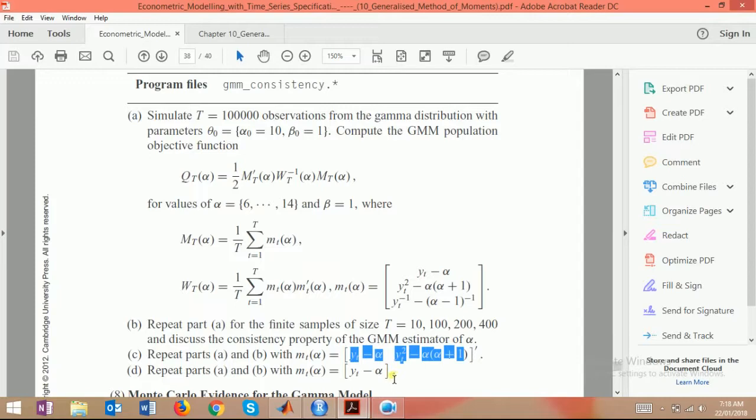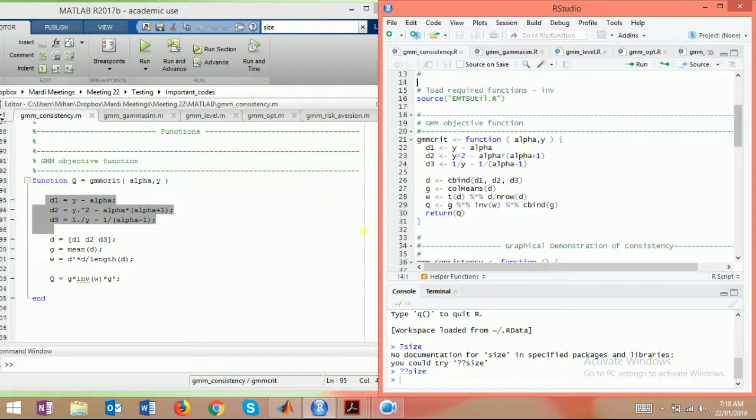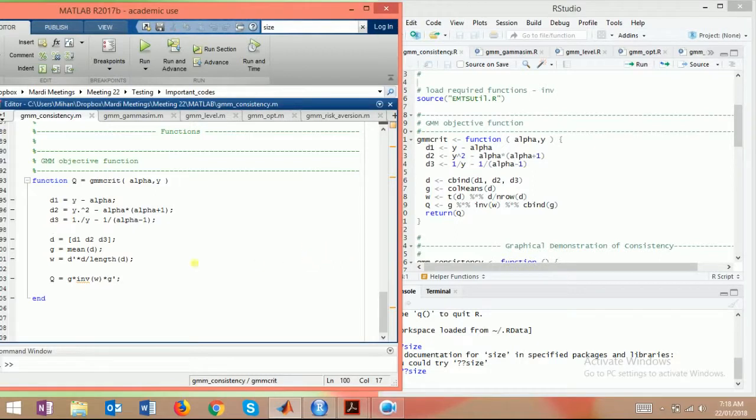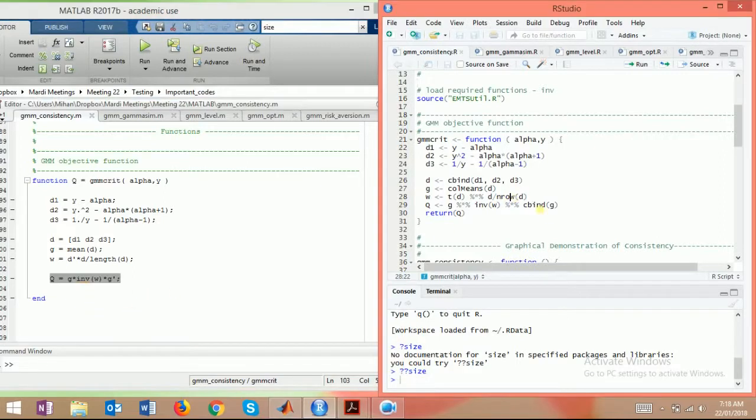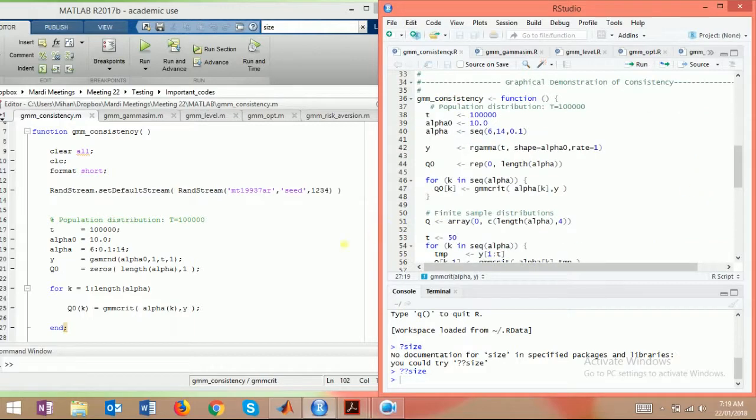Okay, and then we go back, right? We remove one more population moment and we try just one population moment. So the function is alpha over y, y minus alpha, y squared minus alpha times alpha plus 1, 1 by y. So d1, d2, d3, very simple, right? Coming from those 3 uncentered moments. Then we take the mean with omega, and Q is simply g inverse of omega times g transpose. G inverse of omega combined g, instead of g transpose we took combined g, and return Q.